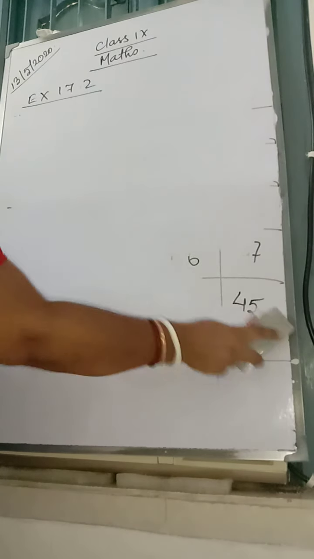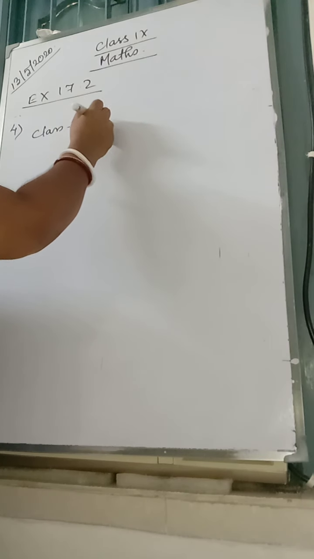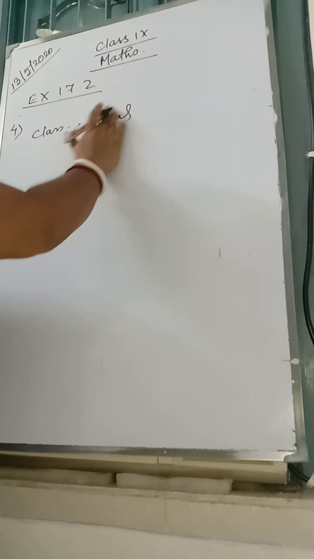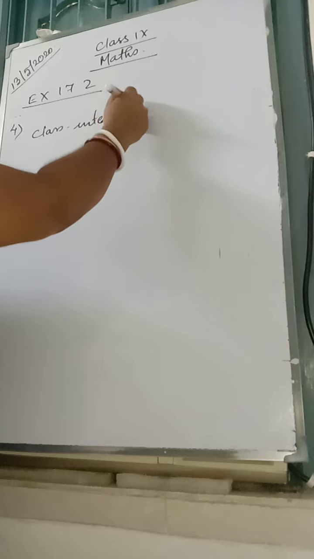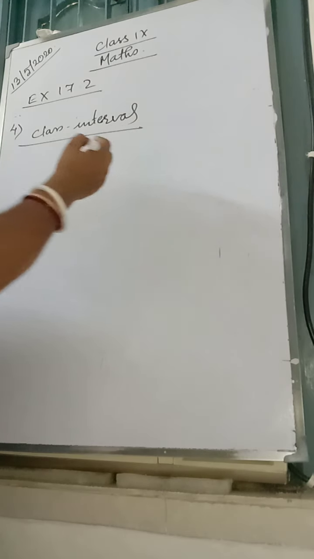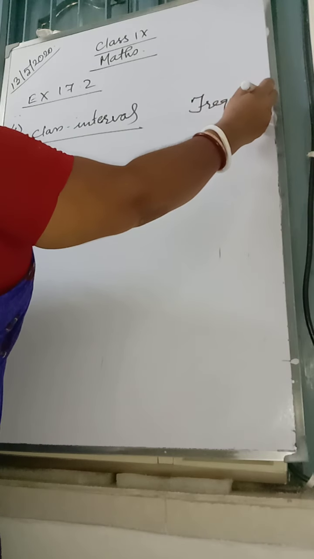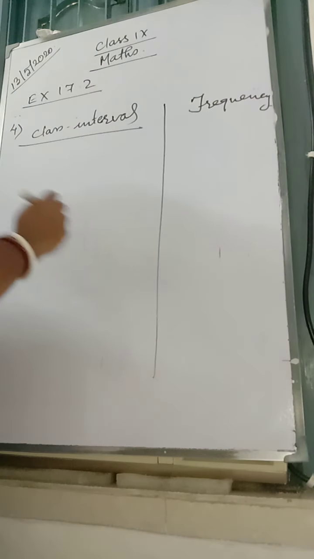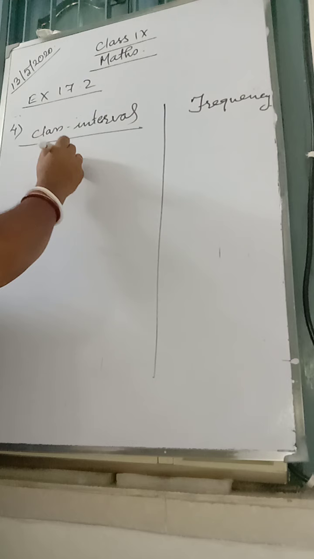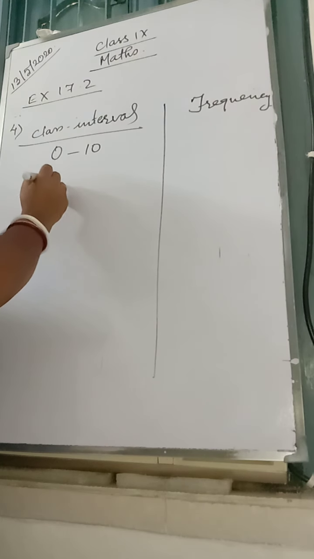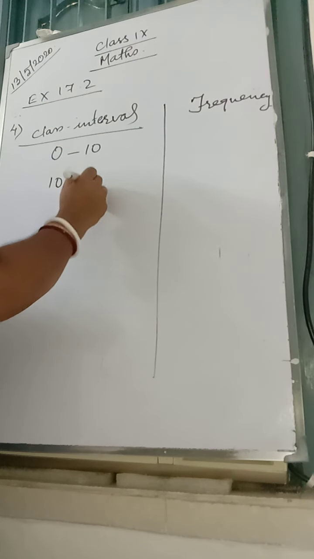Look at question number 4. From this we'll write here class interval and their frequency. You can see it is given less than 10, so that belongs to 0 to 10 group. Less than 20, that belongs to 10 to 20 group.